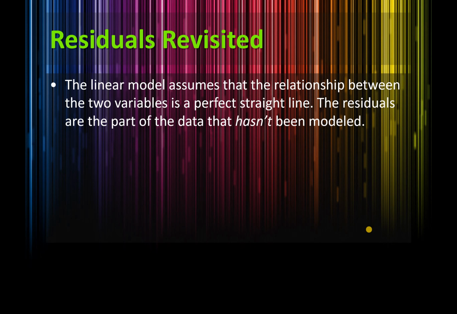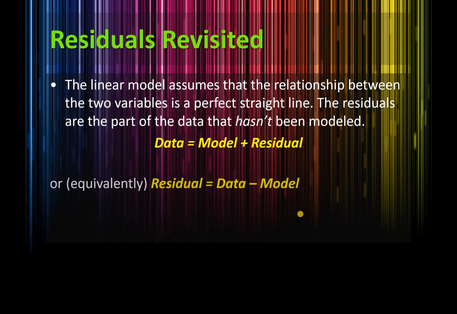So back to the residuals. Your linear model is always assuming that the variables are in a perfect straight line. And the residuals capture the portion of the data that hasn't been modeled, that's not captured into your equation. Just like we said that our error, our residual, is our observed minus expected, if we solve that instead for our observed, that's our data. The data is the model, the predicted, plus the residual.